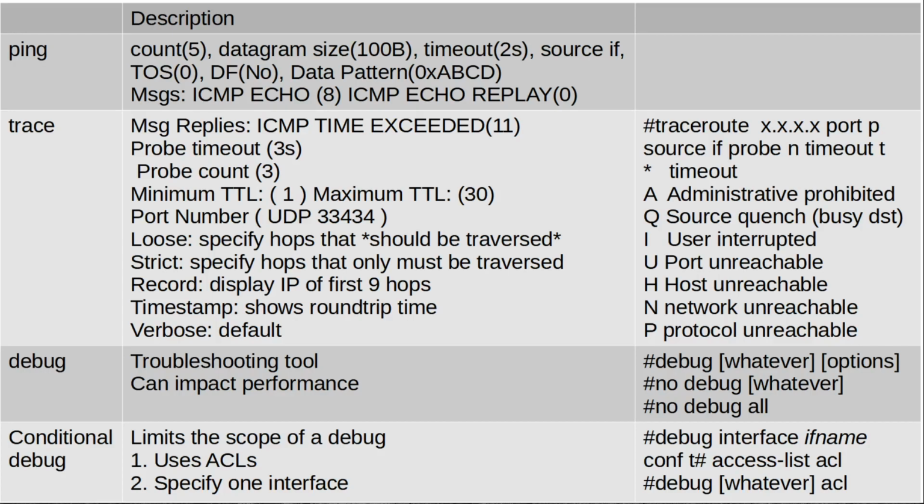They are a troubleshooting tool that can impact performance if you're not careful. You can use a debug with specific parameters in order to look for specific events, using the command debug, and you can disable a debug with the command no debug with the specific command that you used, or with no debug all. You can use conditional debugs in order to lower the impact of your debug or limit its scope, if you use an access control list, or you can specify one interface with the command debug interface. That's it.